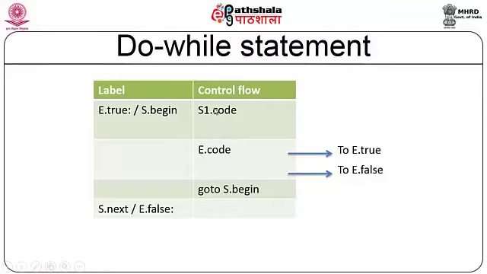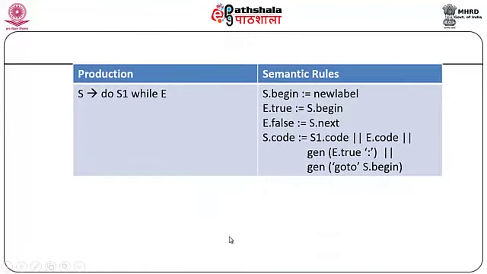So what happens is, first the code of S1 will be run, and S1's next will be E.begin, the expression's begin, and then I will evaluate the E.code, which could evaluate to true or false. The true will go back to the begin, and false will go to S.next. So this should be incorporated into your syntax directed definition. What you do here is create a new label S.begin, and assign E.true equal to S.begin, and E.false equal to S.next.